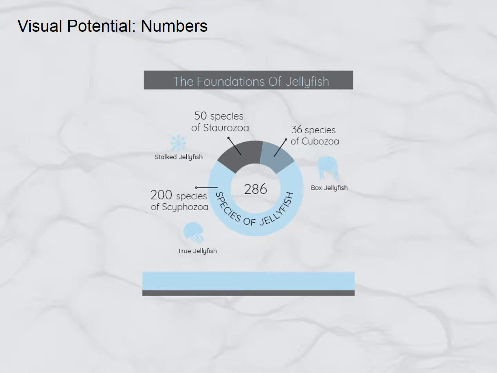So here is my number display. With this, I show the distribution of different types of species of jellyfish, and I include this because it kind of ties the other displays together.